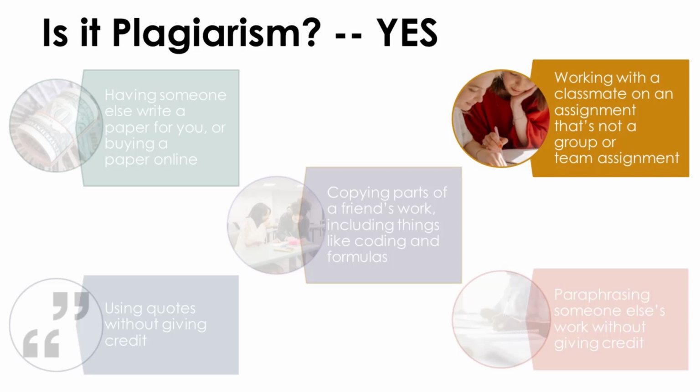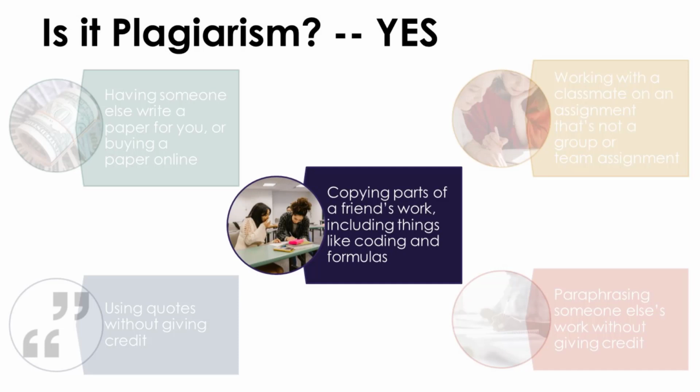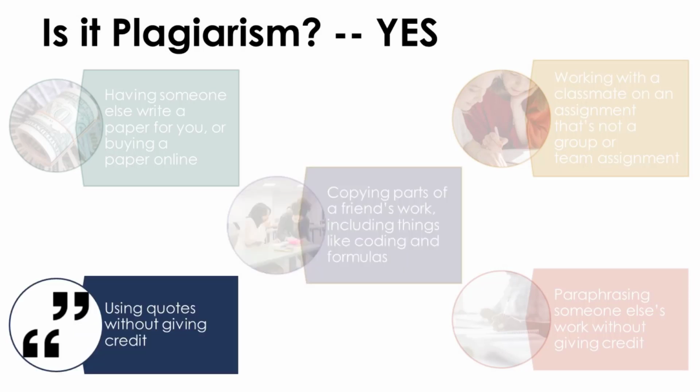isn't a group project. Similar to the second example, this third example is plagiarism because you aren't citing or giving credit to the other person's work. Additionally, formulas and computer code are considered someone else's ideas and work. Copying them is plagiarism. This fourth example is plagiarism because the quote isn't cited.